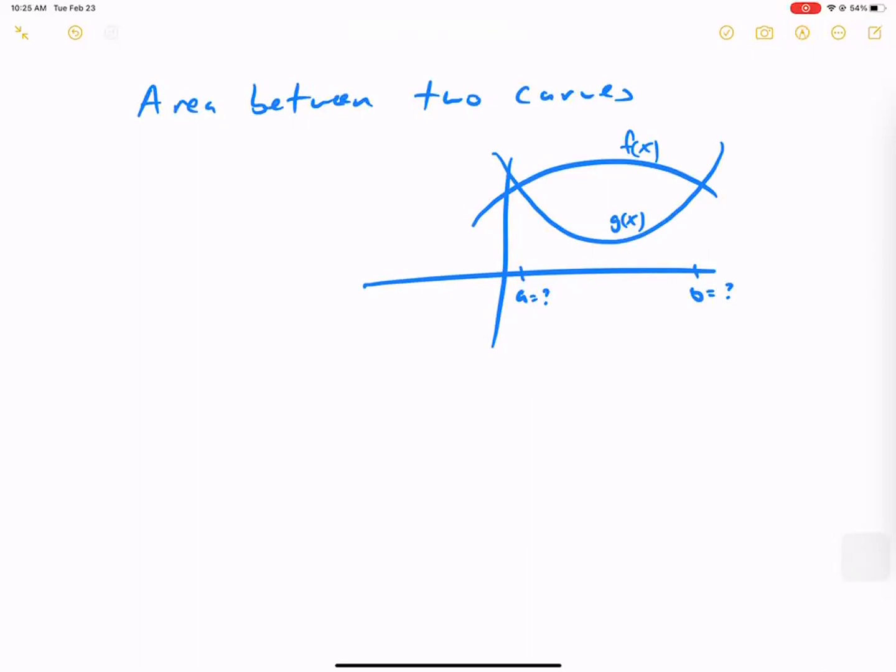So we're going to be using that tool to figure out our a and b values. But so far, to set this problem up, it's just a to b, and we're doing upper minus lower, f of x minus g of x. Okay? And we're going to multiply that by some dx.